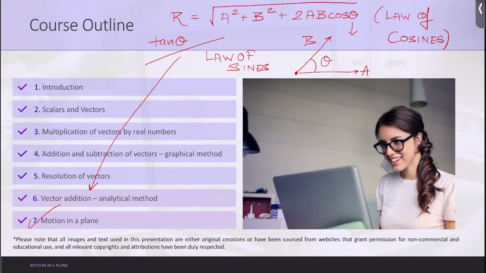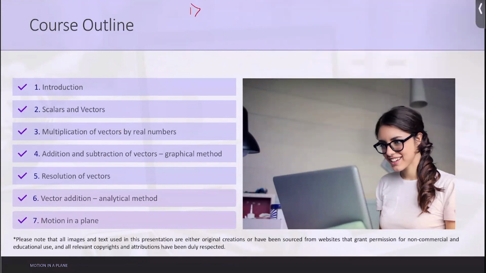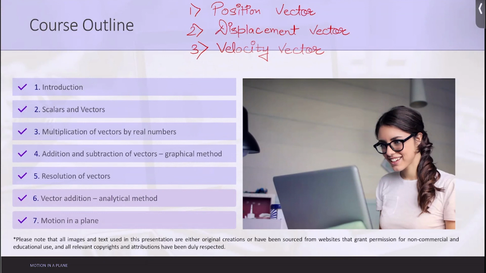We started with the position vector, then the displacement vector, then the velocity vector, and the next was the acceleration vector. That's how we understood the analogies, or basically how these vectors can be implemented for motion in a plane.